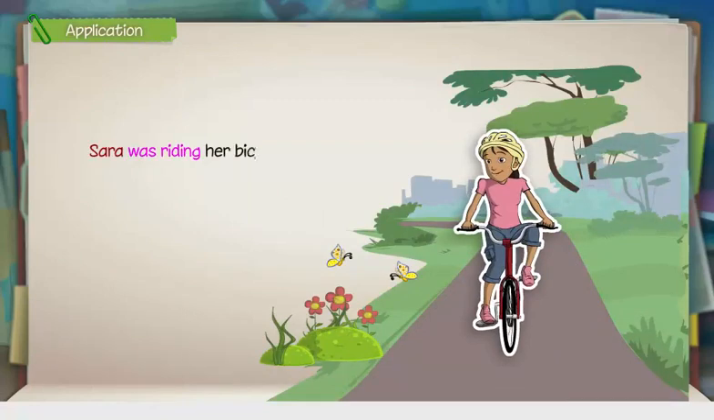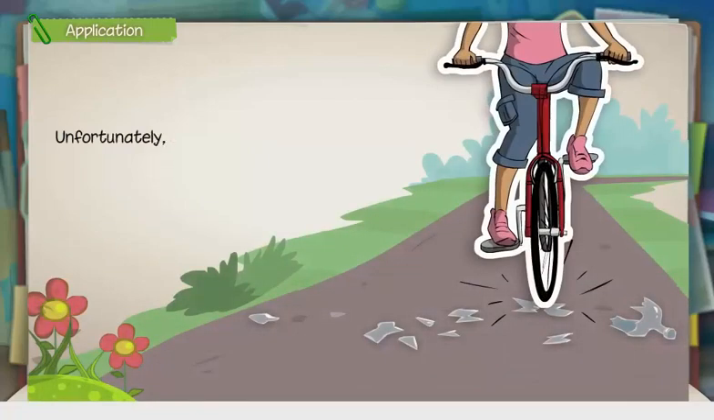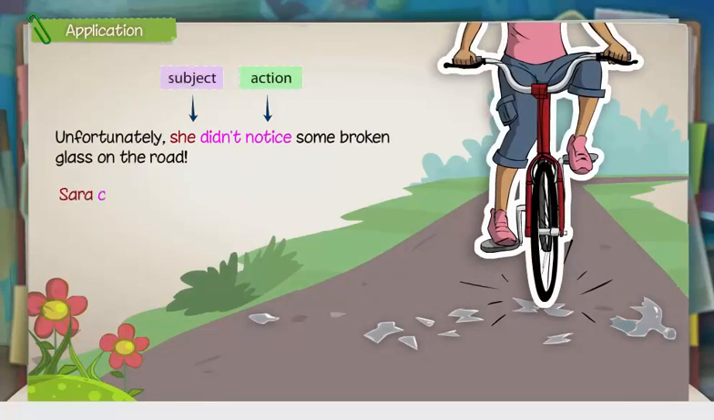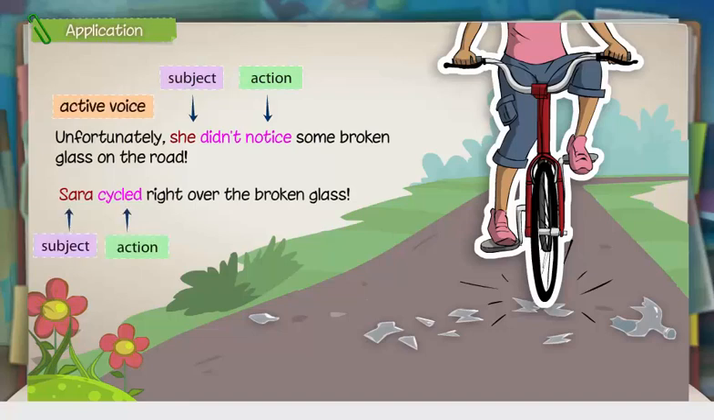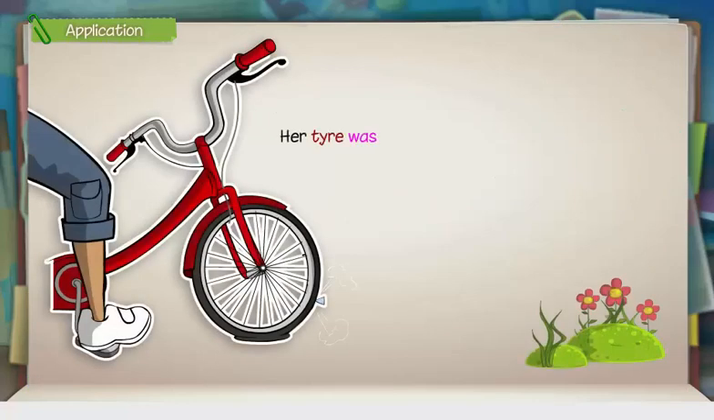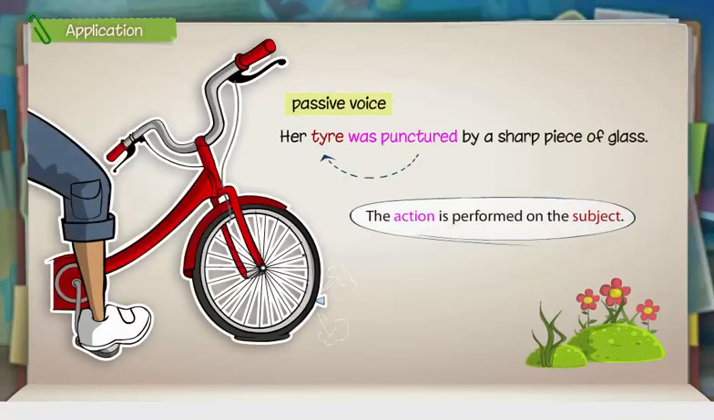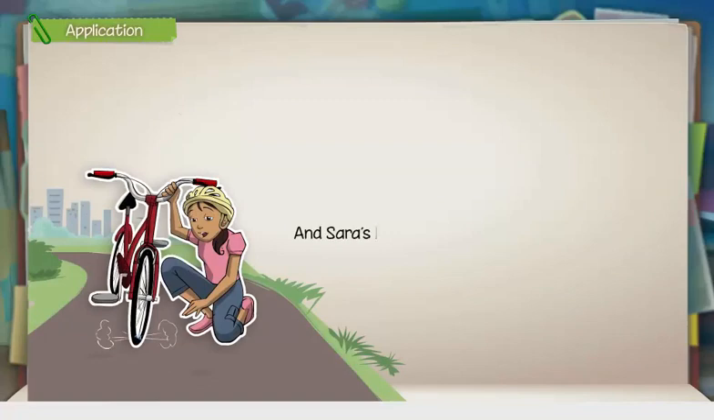Sarah was riding her bicycle one morning. Unfortunately, she didn't notice some broken glass on the road. Sarah cycled right over the broken glass. Her tire was punctured by a sharp piece of glass. And Sarah's bicycle had just been mended.